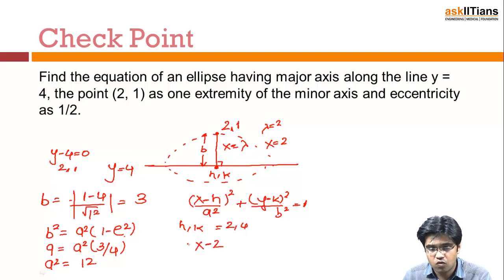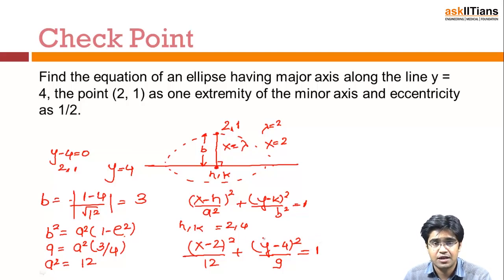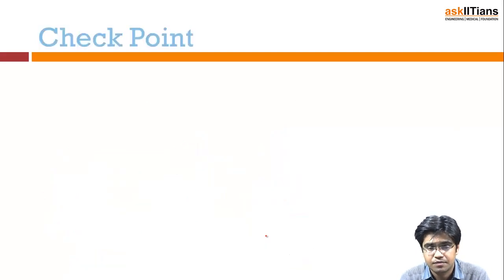The equation that I want to find is x minus 2 whole square divided by a square, that is 12, plus y minus k, k is 4, y minus 4 whole square divided by b square, that is 9, equals 1. This is the required equation of the ellipse. You can see that the center is not at (0, 0), but I have still managed to find it out. So you just need to remember the basic concept that the axes are perpendicular, and the perpendicular distance from one point, or from the extremities of an axis, to the other axis will be the semi-axis length of that axis.